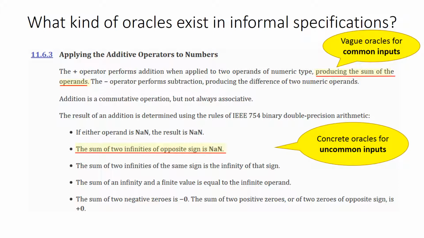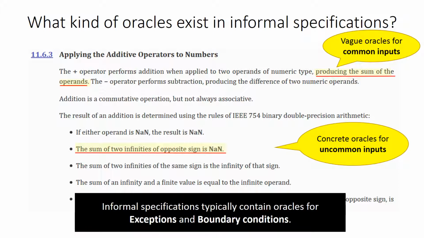Thus, we found that most of the time the specifications describe very vague oracles for common inputs, and therefore it becomes hard to derive oracles for them. However, for the uncommon inputs, which often lead to an exception or boundary condition, the specifications describe concrete oracles which can be automatically extracted. Thus, informal specifications typically contain oracles for exceptions and boundary conditions which can be automatically extracted.